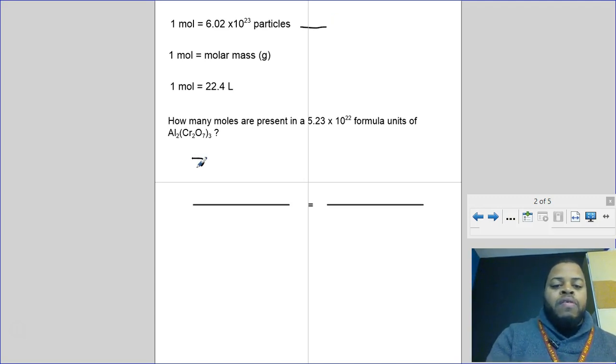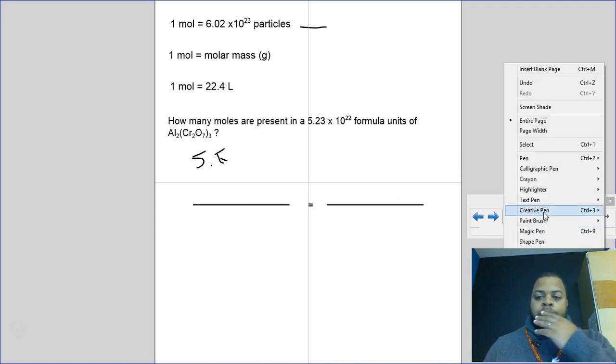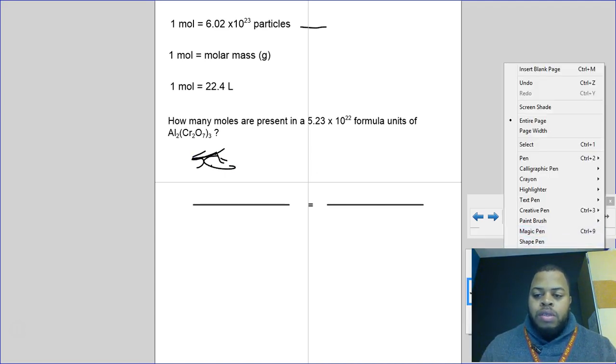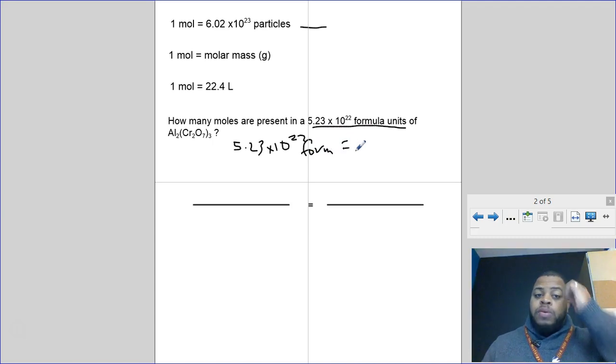So I have 5.23. Oops, my handwriting looks like it's getting worse. I apologize. Let's switch it up and see if this method may work a little better. There we go. Let's try it one more time. We have our 5.23 times 10 to the 22nd formula units. I'm going to just shorten it as form. That's equal to how many moles? So we're trying to find moles of this aluminum dichromate.